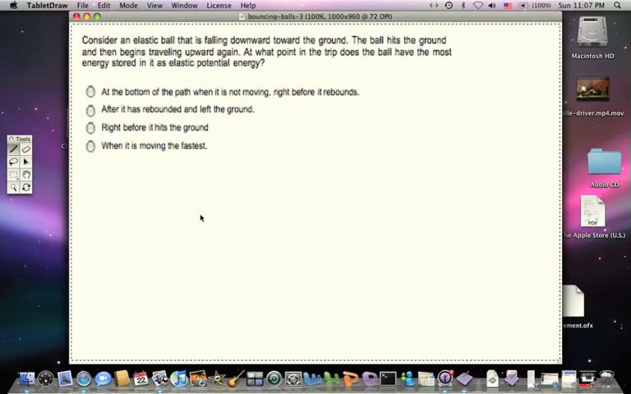Last one. Consider an elastic ball that is falling downward towards the ground. The ball hits the ground and then begins traveling upwards again. At what point in the trip does the ball have the most energy stored in it as elastic potential energy?